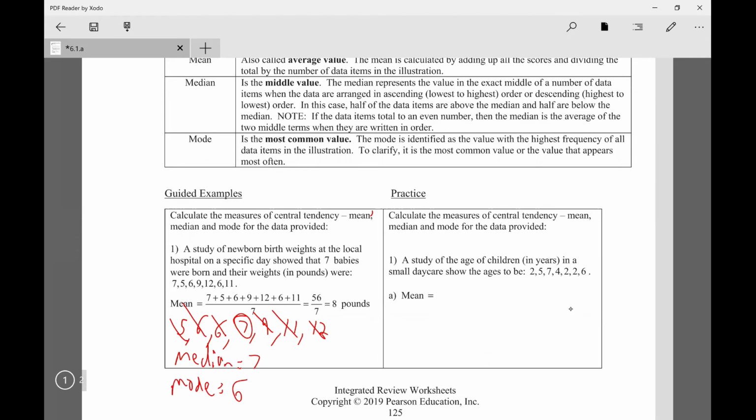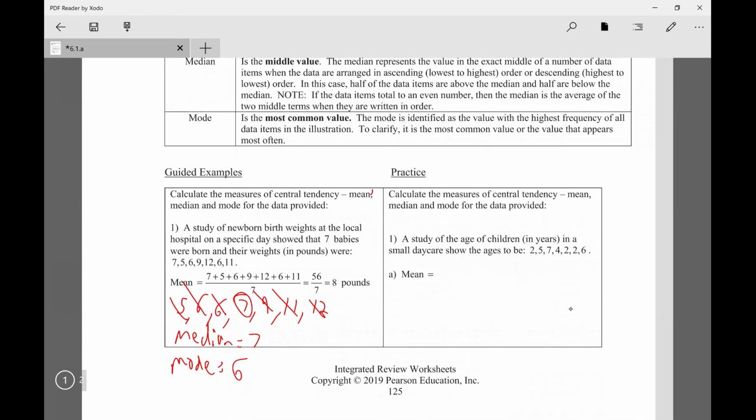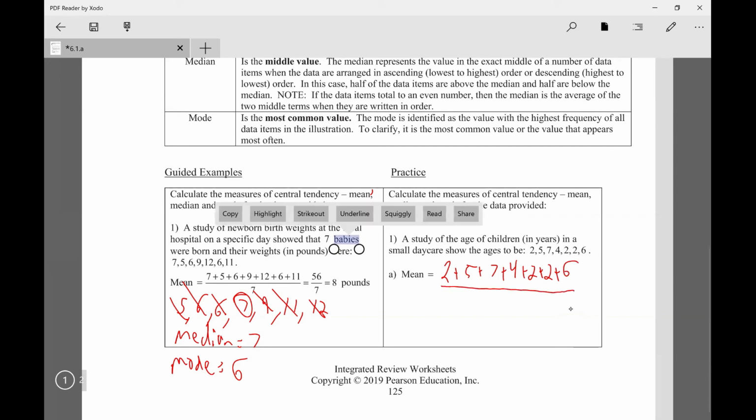Okay. For the next practice, we're going to do the same thing, but this time we're looking at the age of children at a small daycare. We have all these numbers. To find the mean, we add them all up. So we have 2 plus 5 plus 7 plus 4 plus 2 plus 2 plus 6, and we divide that by how many there are. In this case, we have 7. I will let you calculate that if you'd like. I'm going to omit that part, but we'll do the median and the mode next.